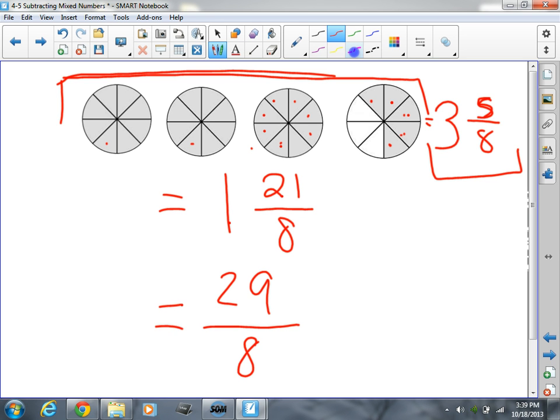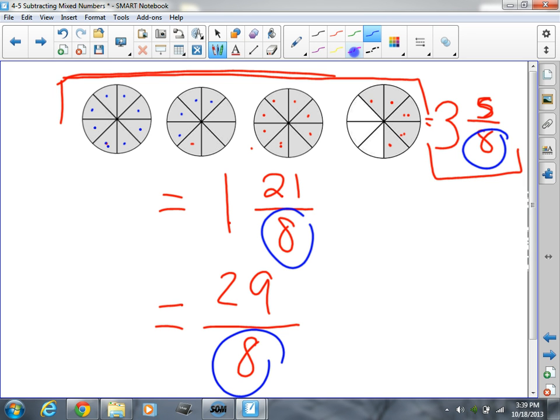So while these numbers all look very different, you'll notice a couple things. First of all, they all have a denominator of 8. You'll notice that. And they all represent these. If I count up all these individual pieces, I would get 29 eighths.